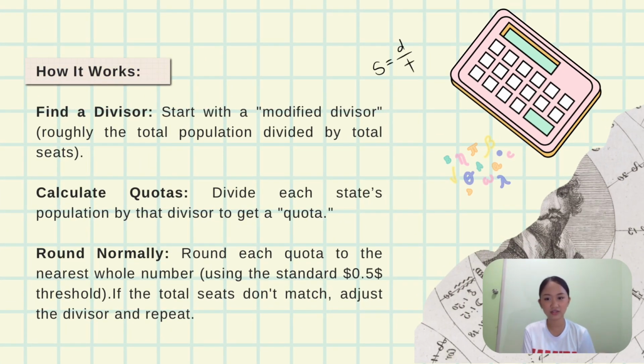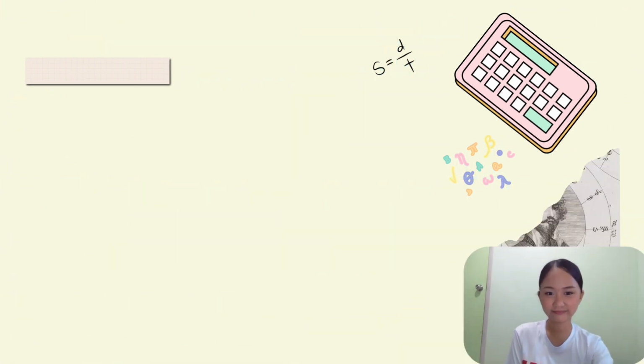First, find a divisor. Start with a modified divisor, roughly the total population divided by total states. Second, calculate quotas. Divide each state's population by that divisor to get a quota. And then lastly, round normally. Round each quota to the nearest whole number. And this will be further elaborated in the next slides.